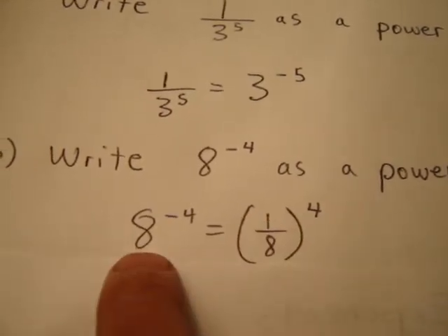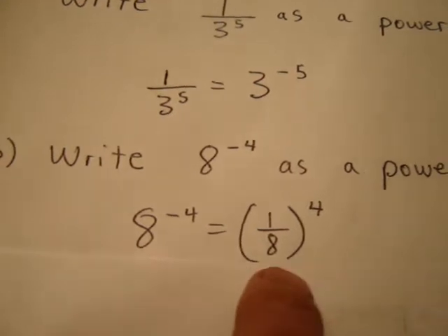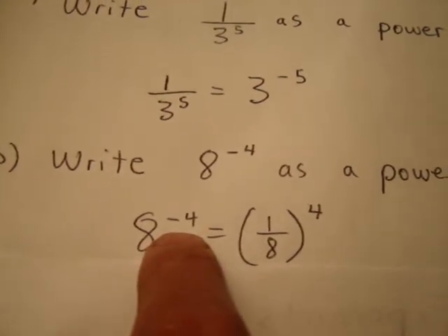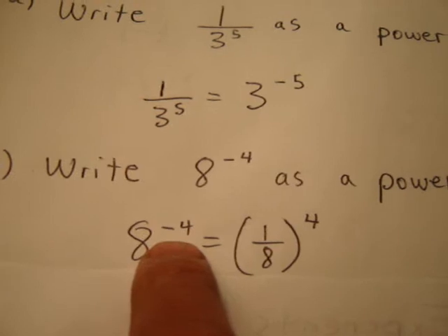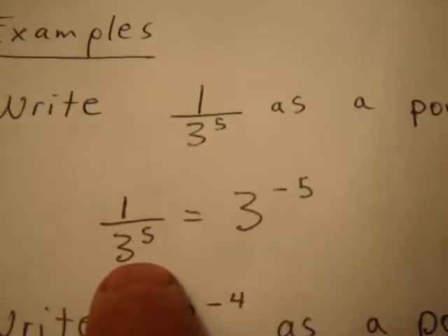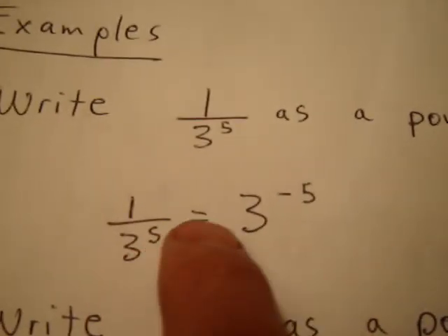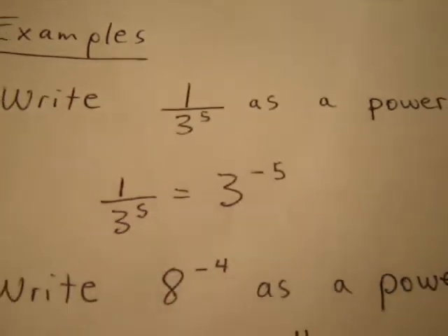In other words, when we take the reciprocal of the base, we change the sign from positive to negative or vice versa. We take the reciprocal of the base, so we had to change the sign of the exponent.